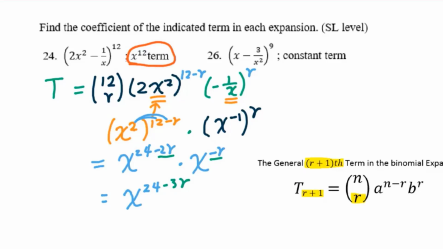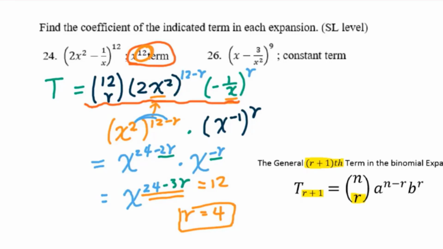We set up this one equals 12, because we need x to the 12th power. Then we solve, you will get r equals 4. After we get r equals 4, we can plug into this general form. You will get 12 taken 4.